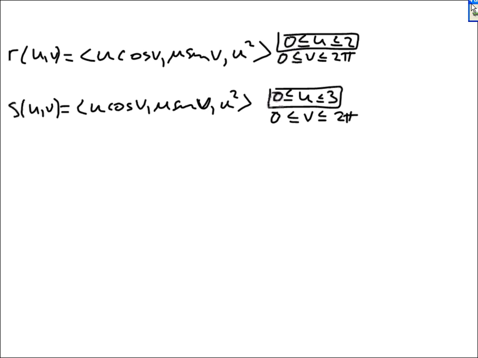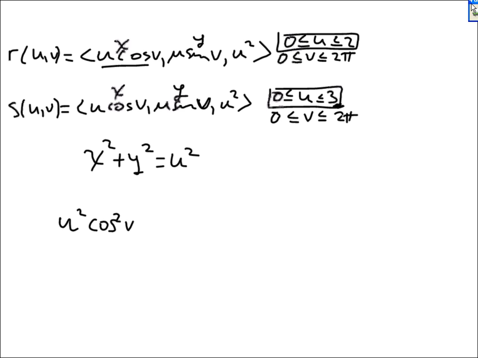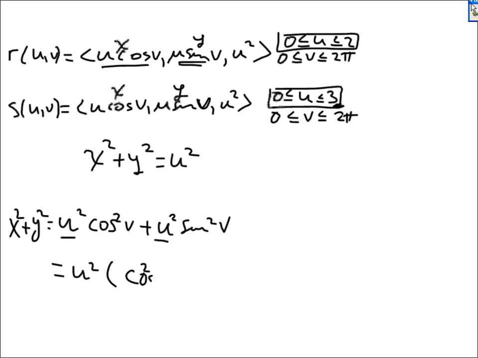In R, U goes between 0 and 2. In S, it goes between 0 and 3. So how is that affecting things? Well, first thing you should notice is that x squared plus y squared is u squared. In both R and S, you get x squared plus y squared equals u squared, because when you square x, you get u squared cosine squared v, and when you square y, you get u squared sine squared v. You can factor out a u squared, and what's left over is cosine squared v plus sine squared v. What's in the brackets is 1. U squared times 1 is u squared.